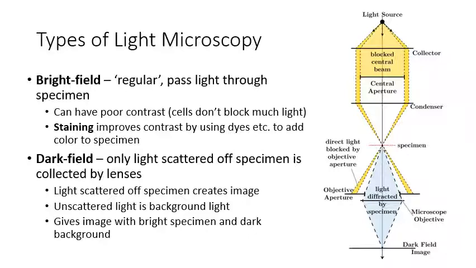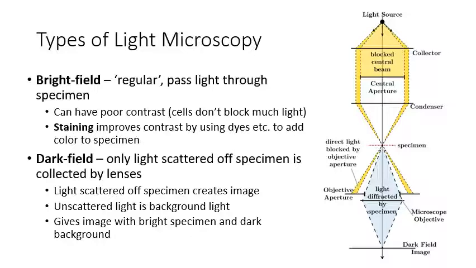So we'll briefly go through the different types of light microscopy. First you have bright field, which is the regular type of light microscopy, where light just goes through the specimen and is collected by the lenses. The problem with bright field is that a lot of the time you don't have good contrast because your specimen is transparent.